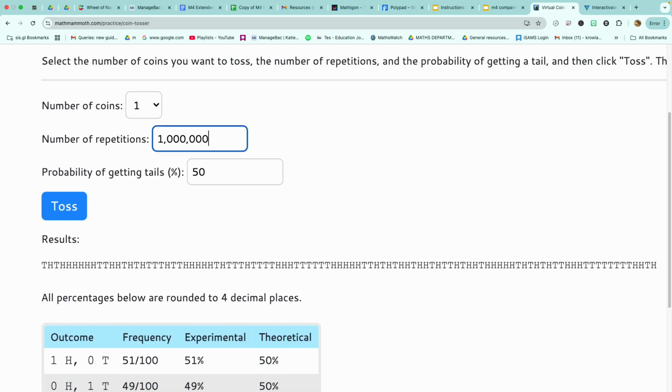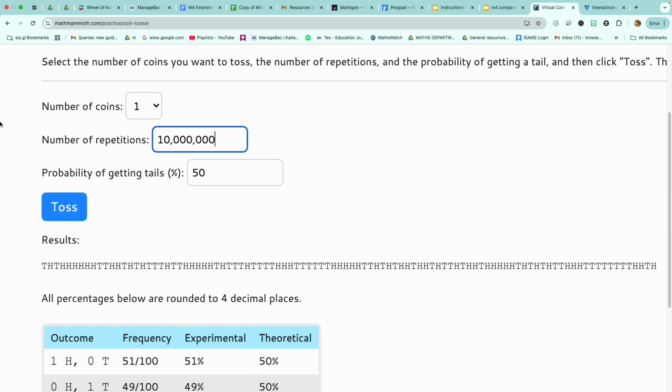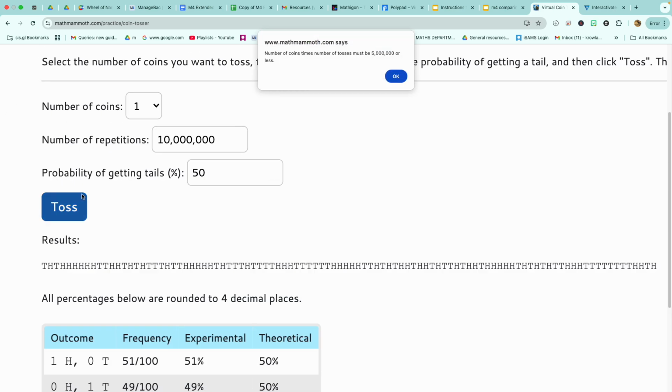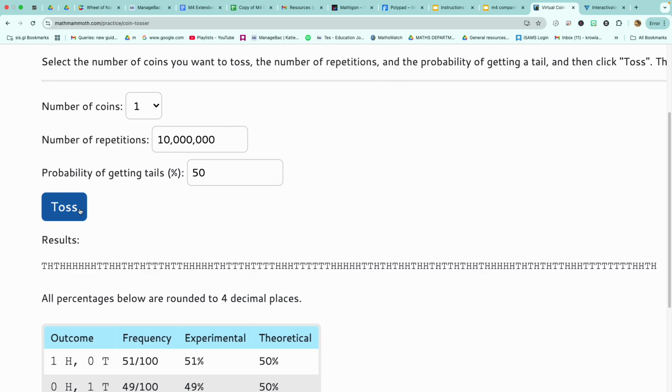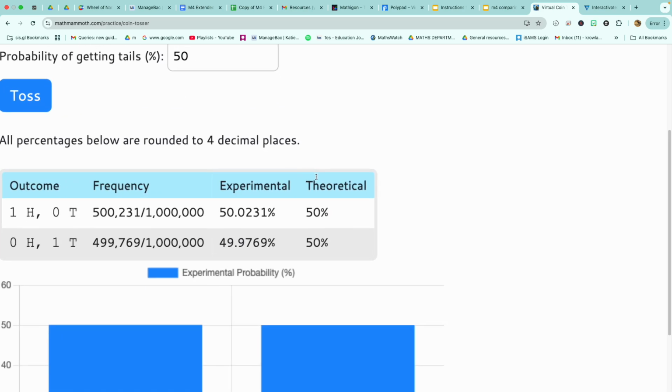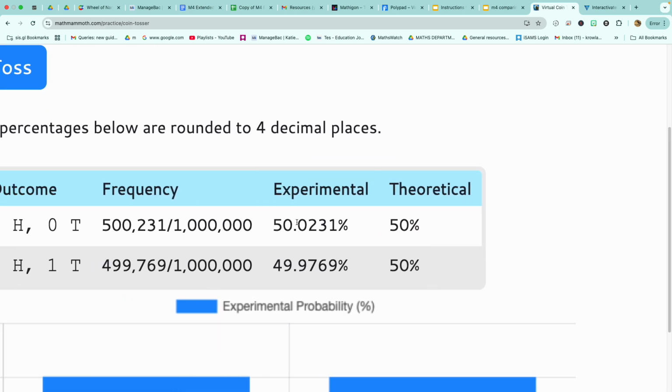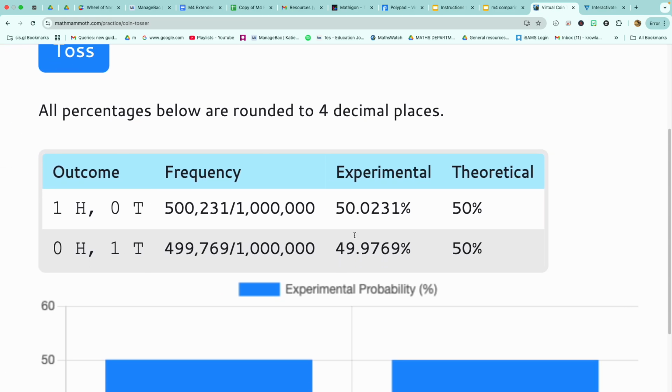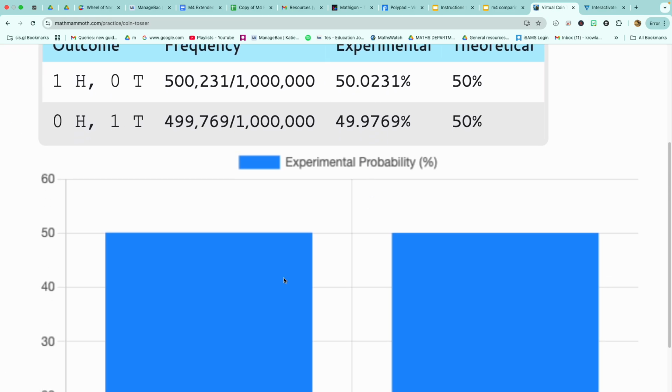Let's now change it so it's like 10 million times. If we're throwing the coin 10 million times, it's not possible on this. So we toss it and we get 50-50, or the percentages are 50.0231, 49.9769. So basically, the more you repeat an experiment, the closer it's going to be to the theoretical probability.